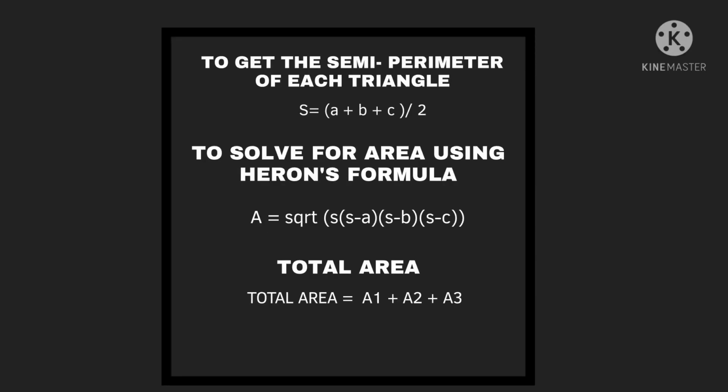To get the semi-perimeter of each triangle, multiply its perimeter by 1/2. To solve for area using Heron's formula, substitute the values of the semi-perimeter, side A, side B, and side C into the equation. To determine the whole area of the polygon, take the summation of the areas of triangle 1, triangle 2, and triangle 3, where triangle 2 and triangle 3 must repeat the steps done for triangle 1.